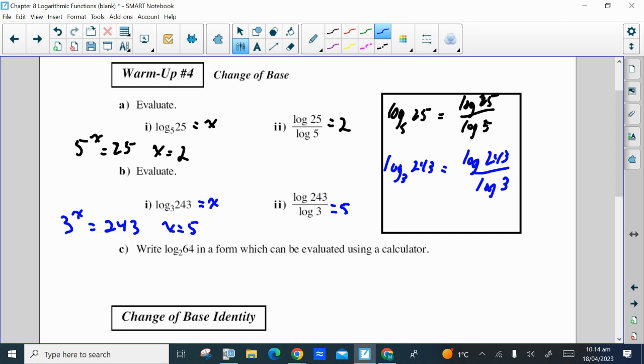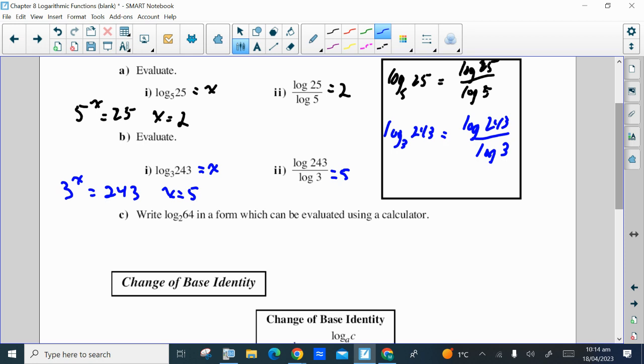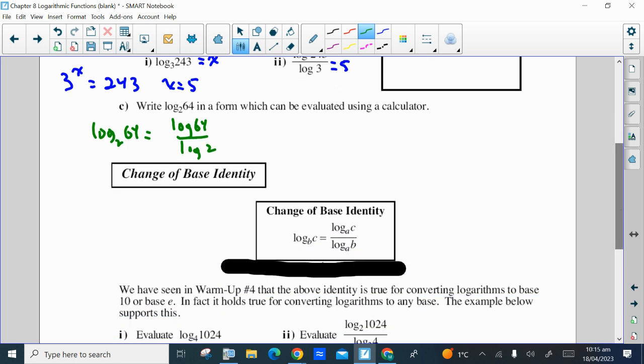What this leads us to is what's known as the change of base identity. You can evaluate any log with any base by using this identity. To evaluate log base 2 of 64, that can be evaluated using a calculator. We would say that log base 2 of 64 equals log 64 over log 2. The same pattern as we've seen above. And this is what the change of base identity tells us, that log base b of c equals log base a of c over log base a of b.